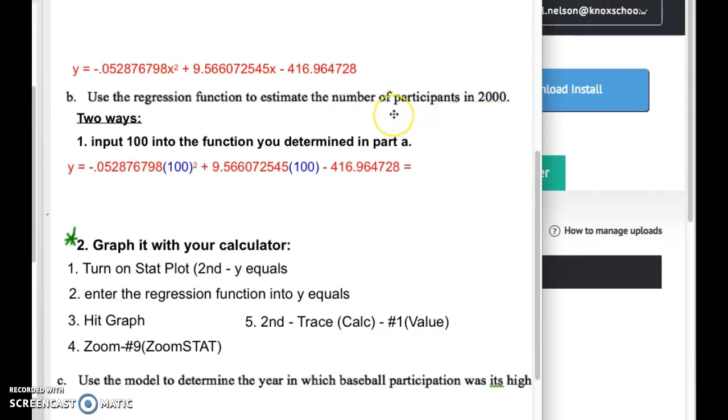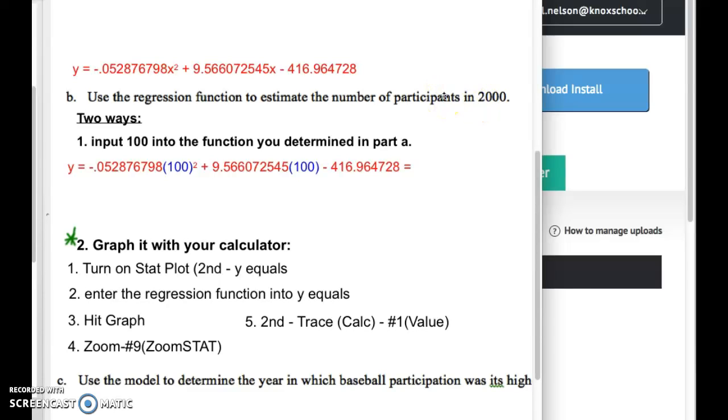Alright, in this video I'm going to show you how to answer part B. Use the regression function to estimate the number of participants in 2000. Now the first step I would always do when trying to answer one of these questions is to figure out what the question is asking me. It gives me the year 2000 and it's asking me what is the number of participants.